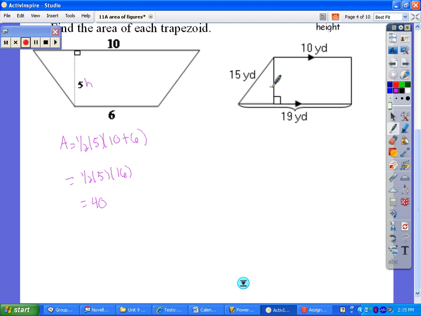For this trapezoid, we need the height. So the height again is the distance, and we have a problem, they didn't tell us it. So again, we have a right triangle. So let's see if we can figure out this side. We know the top of this is 10. We have a rectangle, so this side length is also 10. And if the whole thing is 19 and this is 10, this has to be 9. We would do 19 minus 10, that would give us 9.